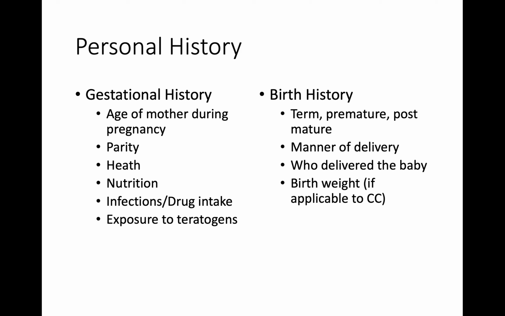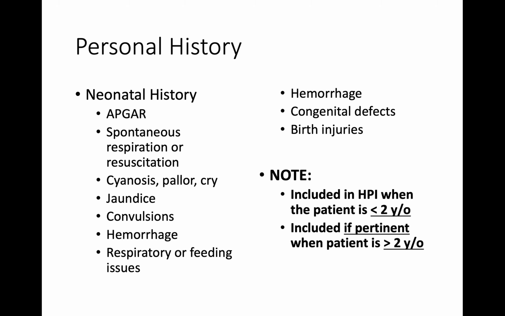Birth weight is taken in all patients, I believe, less than 2 years old, and if it is applicable to the chief complaint. Following that, you also want to see their neonatal history. So that's their APGAR, whether or not they had spontaneous respirations or they had to be resuscitated, if there was any discoloration present during birth, if the patient had convulsions or hemorrhage, if there were respiratory or feeding issues, because that could be cleft palate or cleft lip, very good. And then any congenital defects or birth injuries. I have hemorrhage listed twice, so obviously it's important.